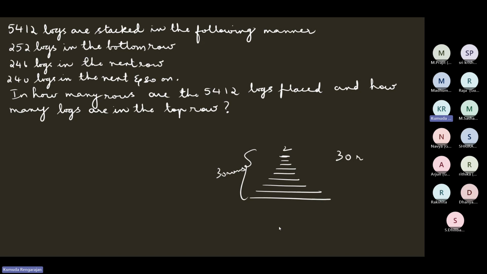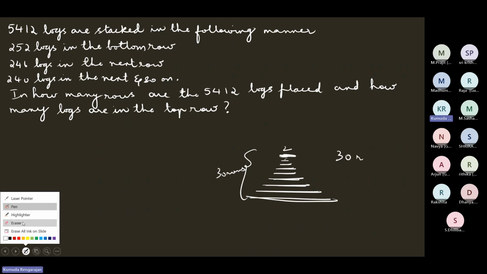In how many rows are 5,412 logs placed? How many rows? So this is 1, 2, 3, 4, 5, 6, 7, 8, like that. So you can say 30 rows. And what is the number of logs in the topmost row? So these are the 2 questions you have to answer.